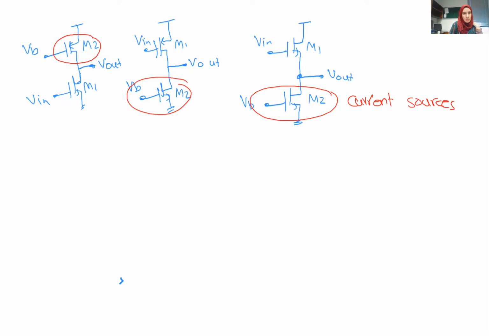Now, since we can make them through these NMOS or PMOS devices with a certain biasing voltage, it's all good, everything is fine. What's the problem here? Why? What can be the issue? The issue is basically in generating this VB here. Generating VB can be problematic.